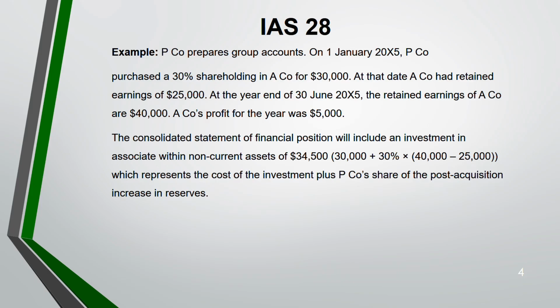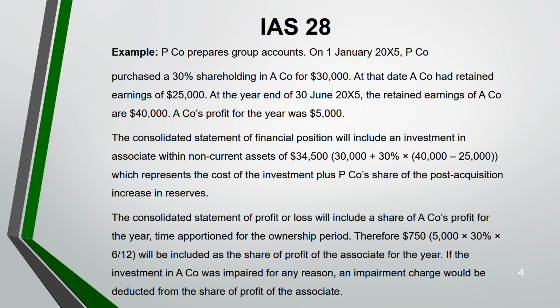Now, this is how it will look in your consolidated statement of financial position. So investment in the associate will be shown under the non-current assets. That is 30,000 cost plus 30% of 40 minus 25, your post-acquisition reserve. Okay. Now, in your consolidated statement of profit and loss, remember, in your statement of financial position, you don't have to prorate. It doesn't matter what time of the year you buy the associate.